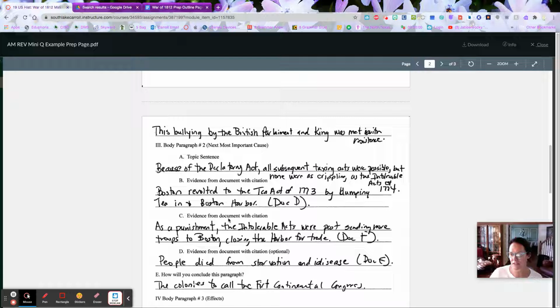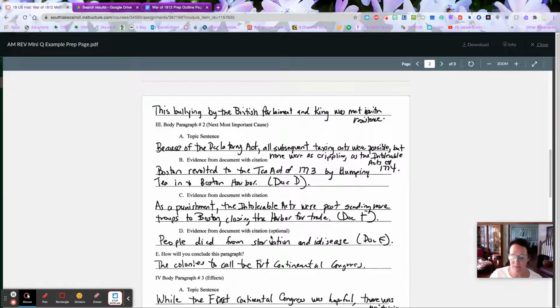The dates of the War of 1812 are very short, and it's in the documents that you will need, also in your textbook. So I have my first piece of evidence, second piece of evidence, and third piece of evidence. All of these pieces of evidence are documented, and then I wrap up this second cause paragraph.